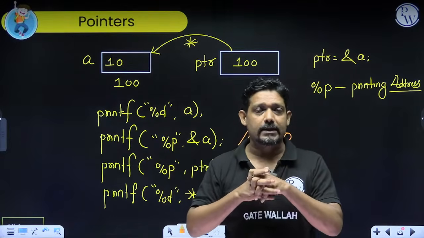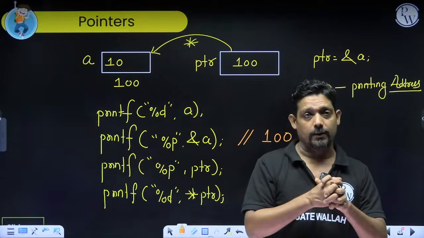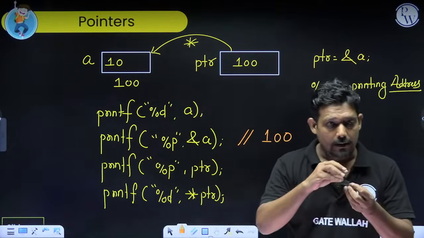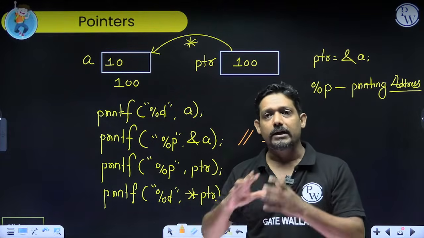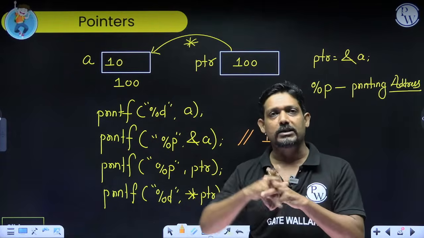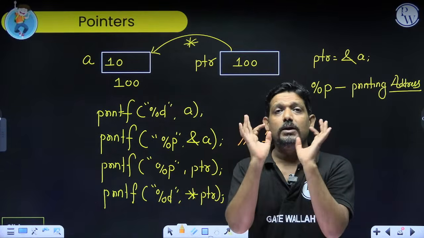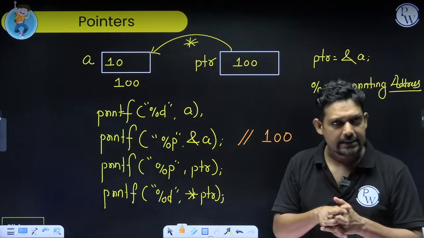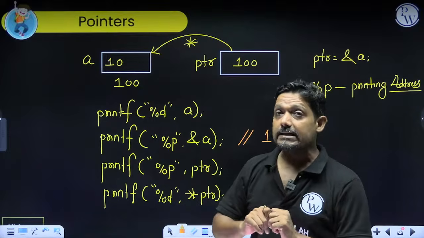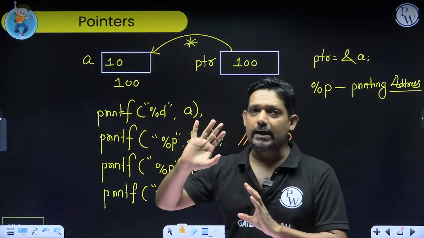Some students will say, sir, 100 will appear when I run this program. No, 100 will not appear. Allocation, which memory location it will go to, is not in our hands. So this is a reference value or assumed value, not the actual value. Addresses can go anywhere, so this is an assumed value and it can be any other value.